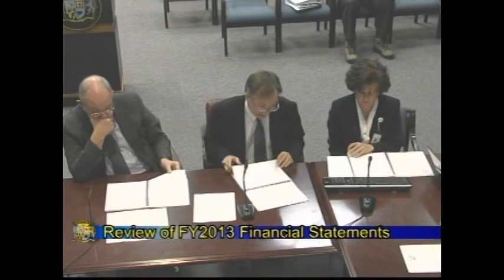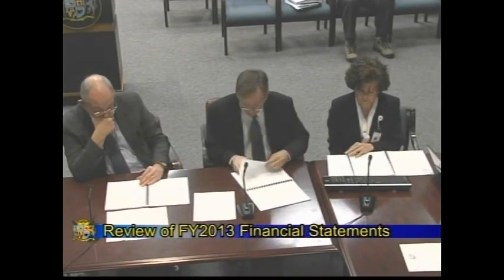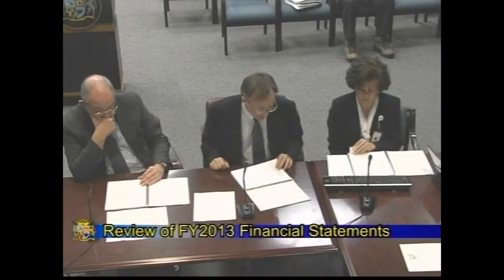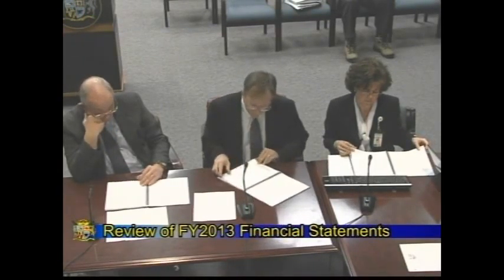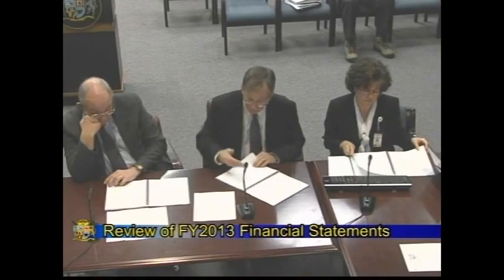The fund financial statements begin on page 14, and there again you've got a balance sheet and income statement. And those are only current assets and current liabilities. You won't see any capital assets or any long-term debt. And the differences between the two are found in a reconciliation over on the right side.